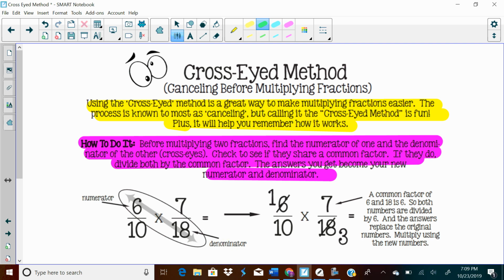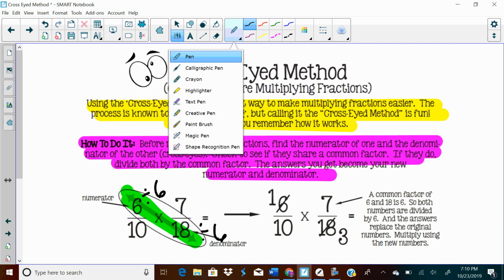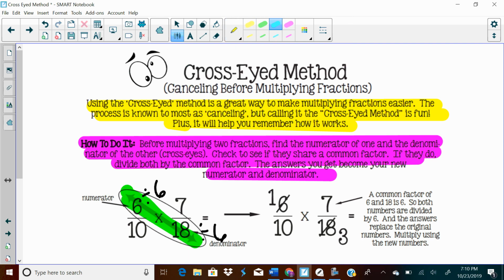So for example, in 6/10 times 7/18, if I look at the numerator and denominator, so if I go across, that's why it's called cross-eyed, is 6 and 18. Both 6 and 18 are divisible by 6. So I can divide them both by 6. So divided by 6, divided by 6. So in the second step, I ended up crossing them out. So I crossed out the 6, crossed out the 18. The 6 became a 1, and the 18 became a 3.